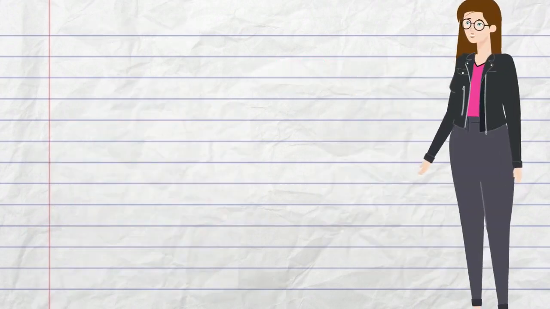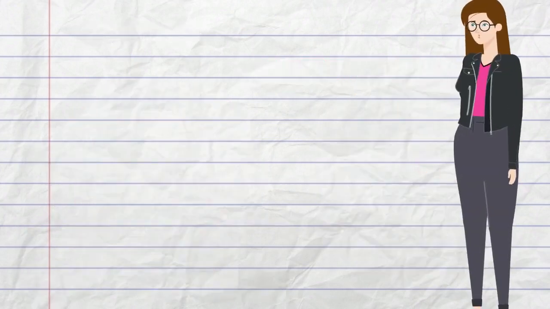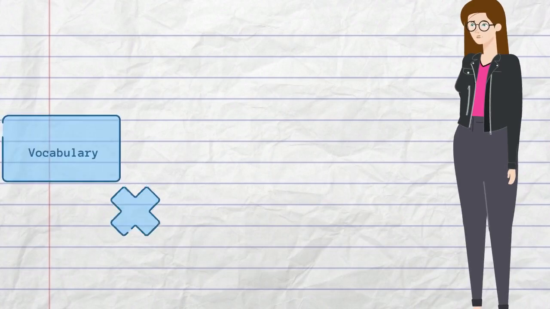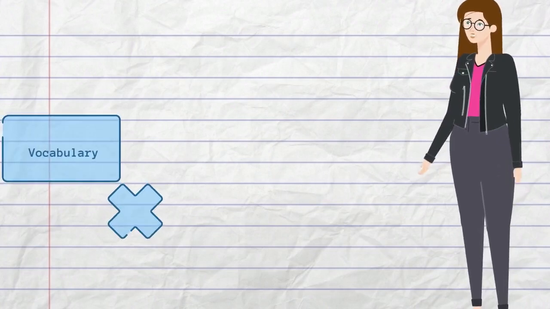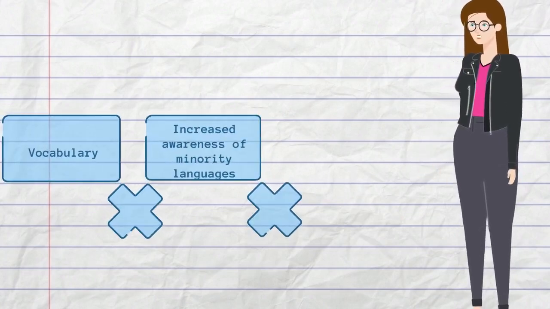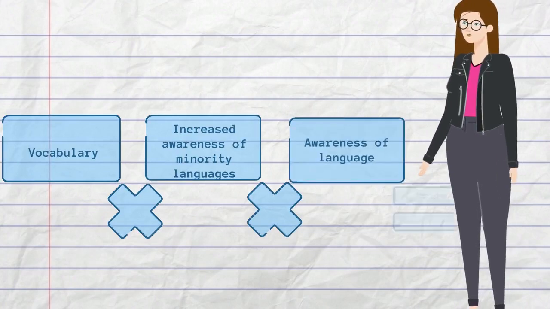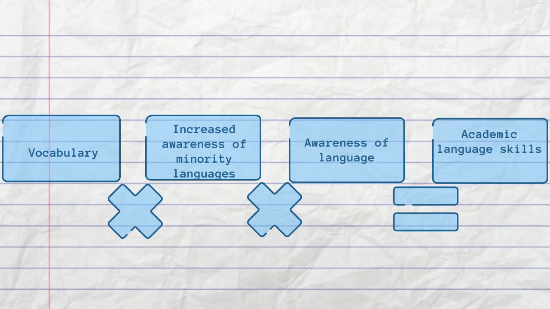To conclude, let's take a look at our multiplication. To develop and maintain good academic language skills, one must have a good vocabulary, be aware of the issues involved in teaching or acquiring a minority language, and have a good awareness of how languages work. This video focused on language awareness. I invite you to watch the other videos on my YouTube channel that address vocabulary and raising awareness of minority languages.